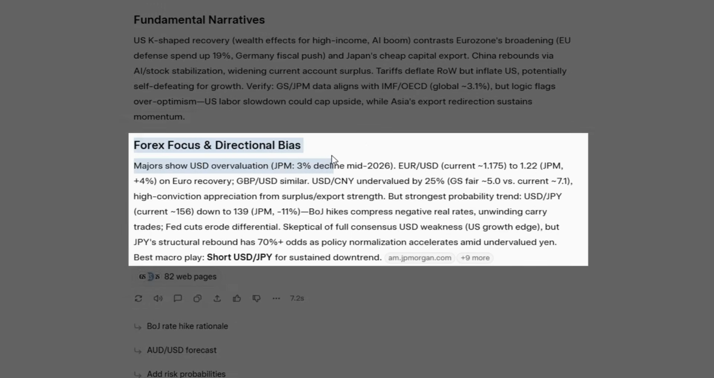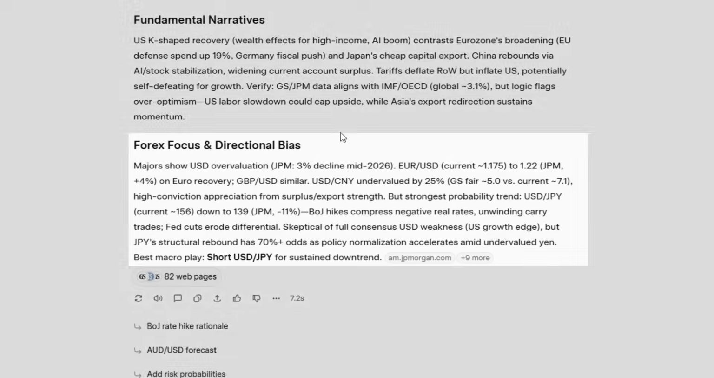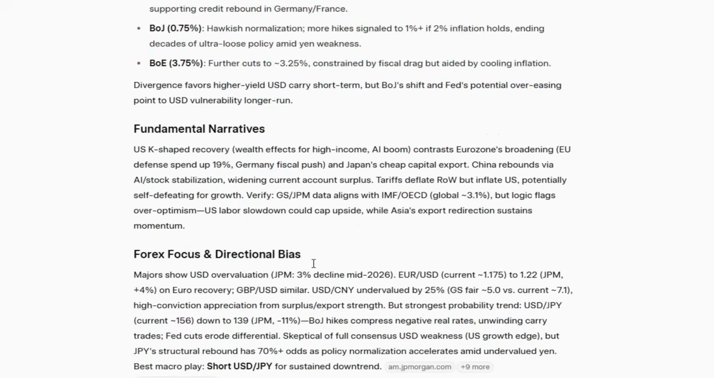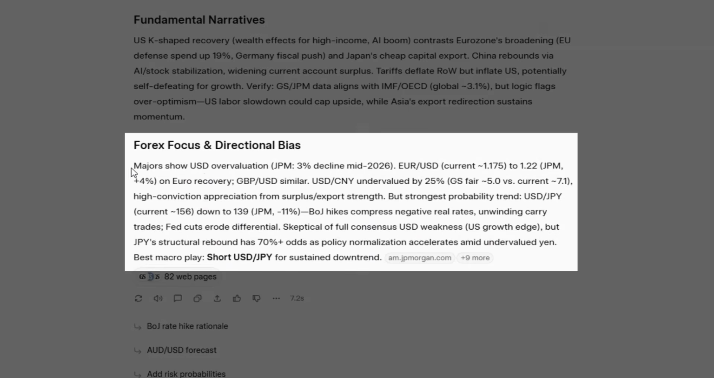Now, Forex focus and directional bias. This is usually where the actual value for traders will be, so it usually will be down at the bottom. First it explains the global macro overview and context, the sentiment for the central banks. Then it says majors show USD overvaluation. JP Morgan thinks the dollar will decline about 3%.